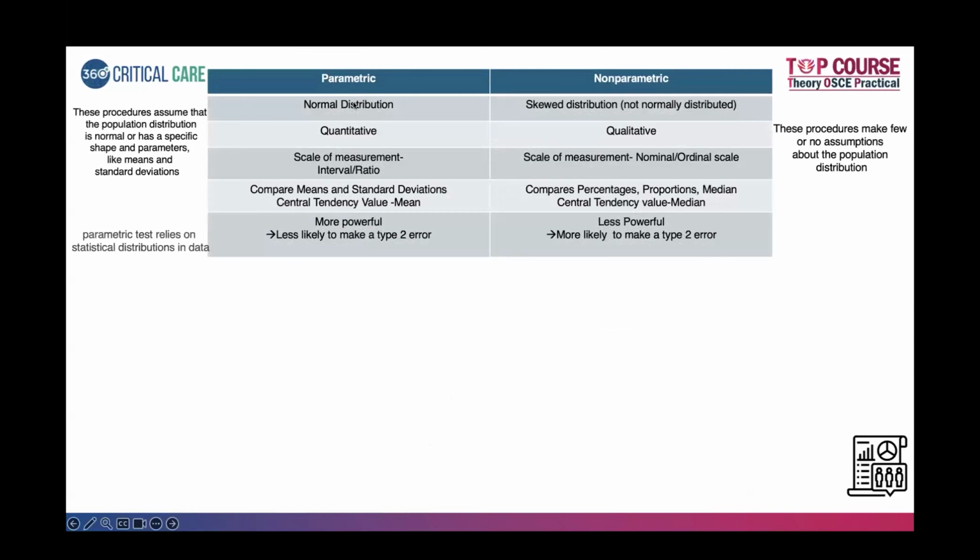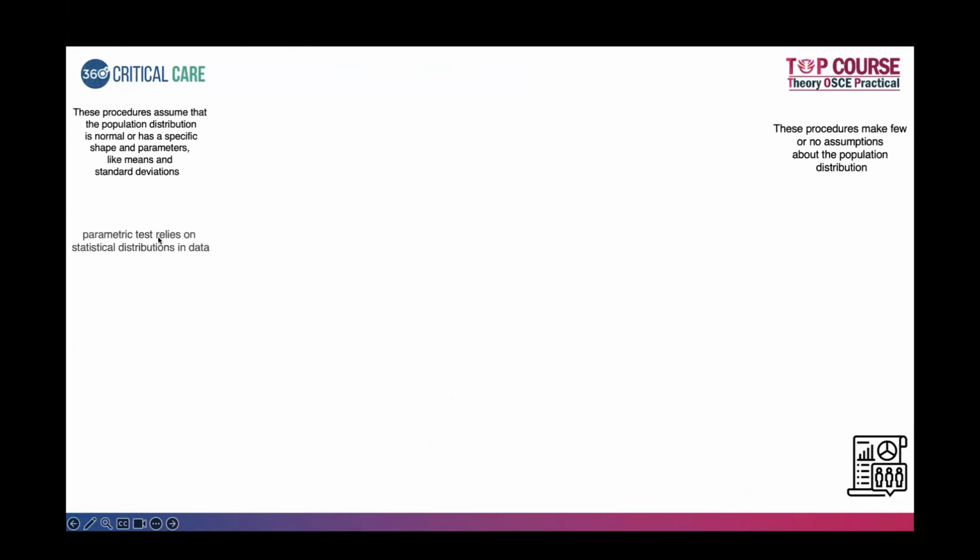Before going into this, let me make sure it doesn't look confusing. So this area is parametric testing. Parametric tests assume that the population distribution is normal or has a specific shape and parameters like means and standard deviations. It has that typical bell curve which Tapas sir had mentioned in his presentation. And parametric tests rely on statistical distributions in data. So these are the two important points while making up the definition for a parametric test.